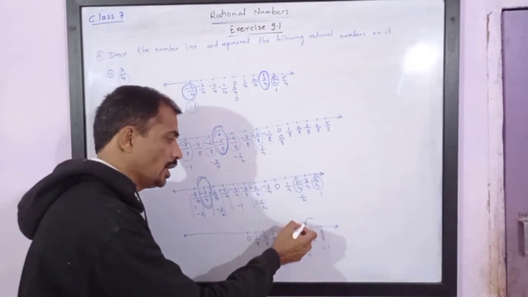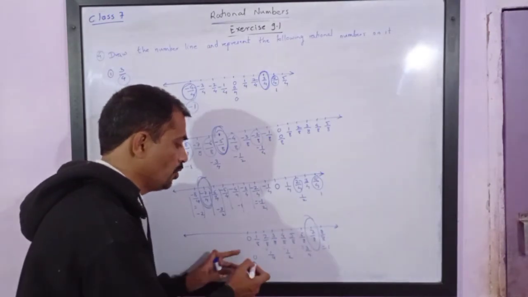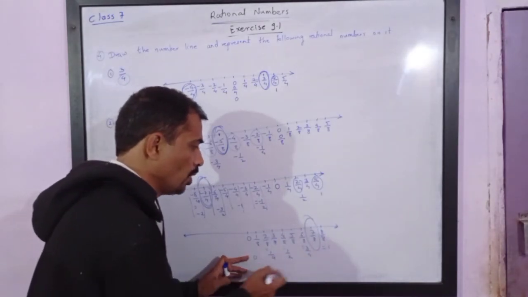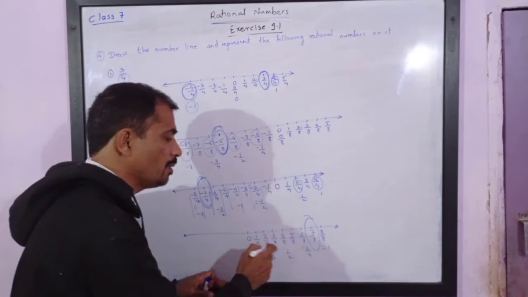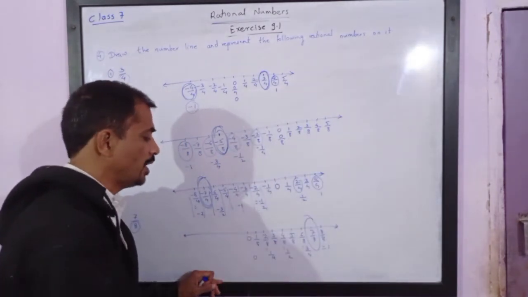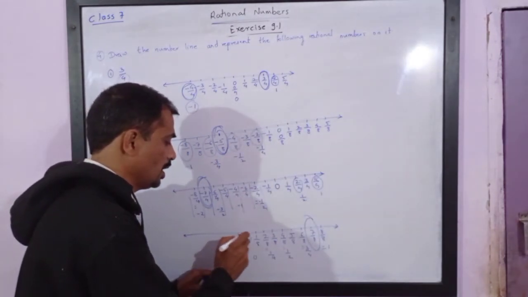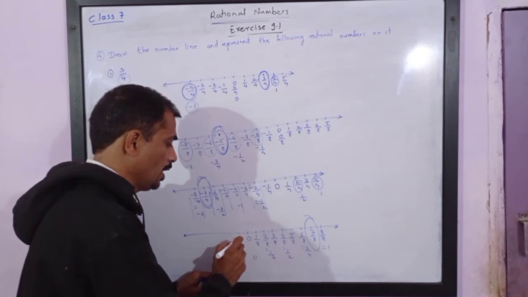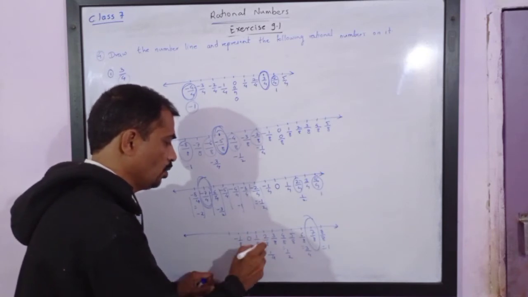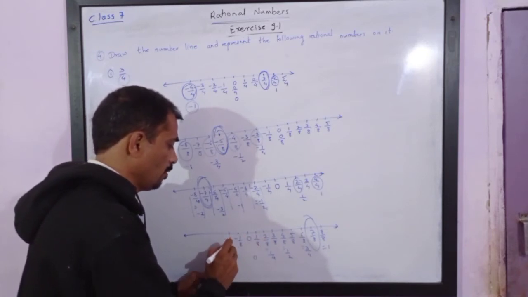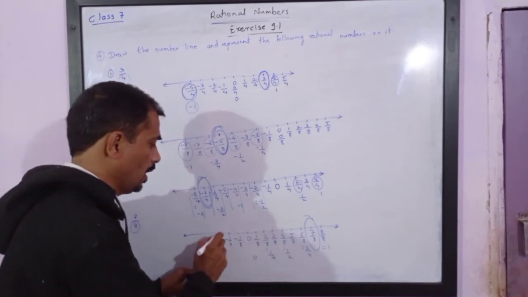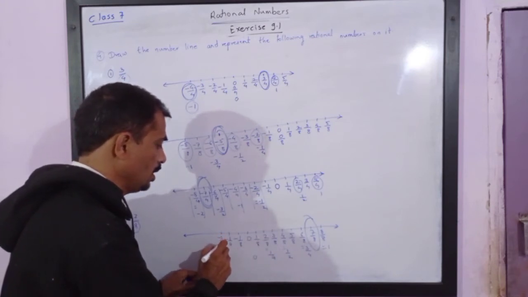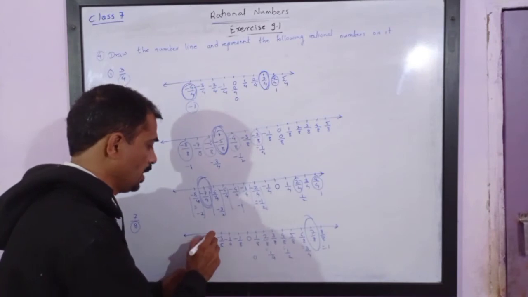So 7 upon 8 is this number. That is, if you divide the numbers 0 and 1 into 8 equal parts, the 7th part to the right side is 7 upon 8. And to the left side of the 0, we have negative 1 upon 8. Negative 2 upon 8 means negative 1 upon 4. Negative 3 upon 8. Then negative 4 upon 8 means negative half.